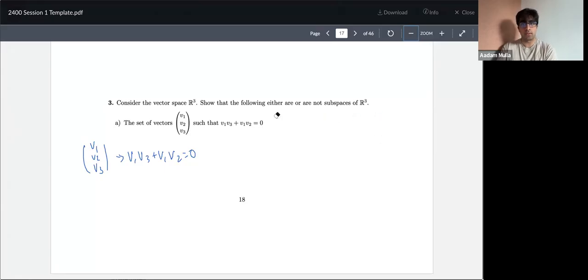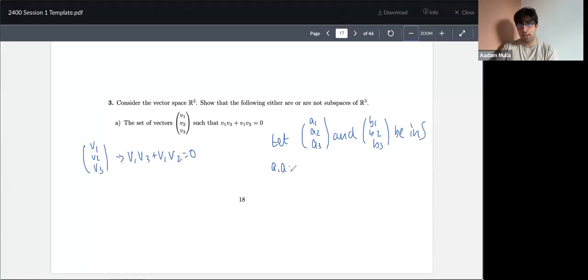So the approach that we'll take is we'll do this. We'll say, okay, let's take a1, a2, a3 and b1, b2, b3 in S. Okay, so these are our test vectors in our subspace. And because they're in S, we know behind the scenes that A1A3 plus A1A2 has to equal 0, and B1B3 plus B1B2 has to equal 0. This is a given because these vectors are in S, and any vector in S has to satisfy this property.